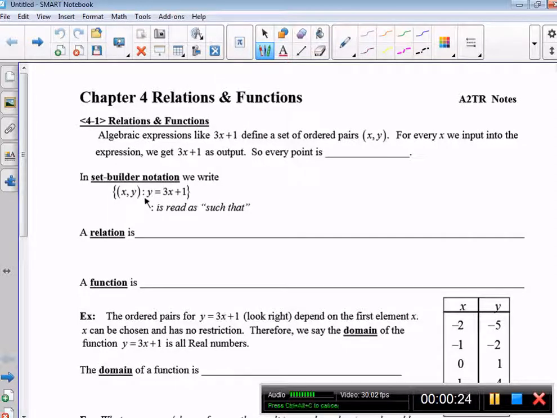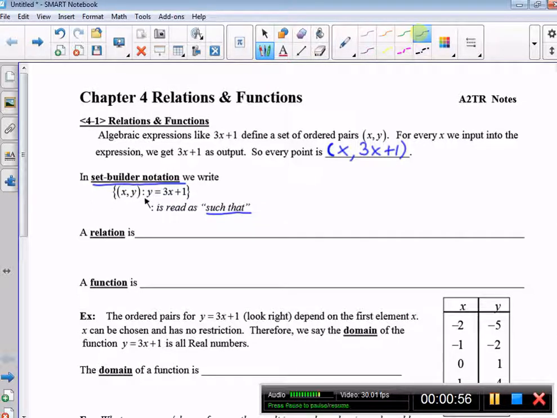So every point is x, comma, 3x plus 1. So the 3x plus 1 is depending on what x is. In set builder notation, you write the little squiggly braces, and then x comma y colon y equals 3x plus 1. And that colon is read "such that."